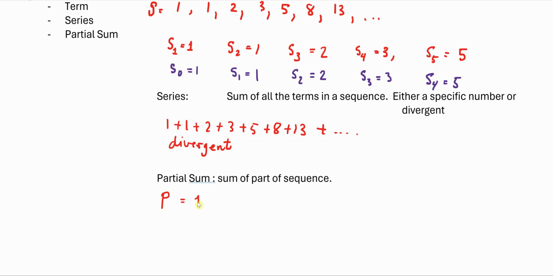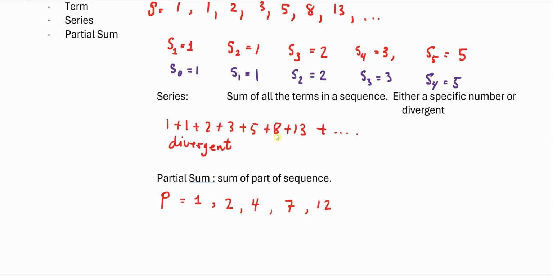The first partial sum of the sequence is just a single term, so that's just 1. Then the second partial sum is 1 plus 1, so that's 2. The third partial sum is 1 plus 1 plus 2, so that gives us 4. Then 1 plus 1 plus 2 plus 3, so that gives us 7.